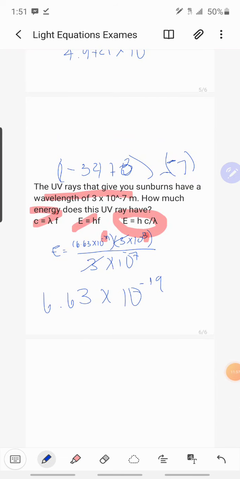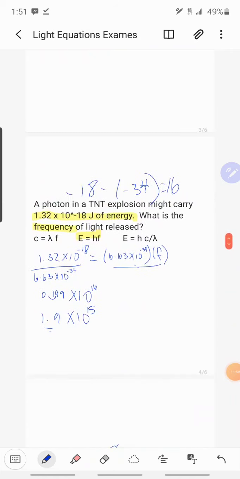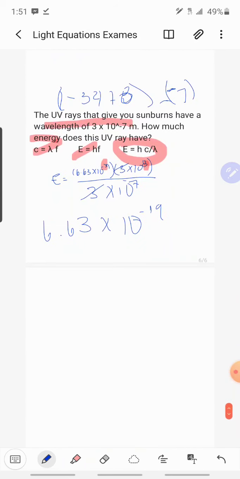So we're going to do a couple more practice problems in class, but I wanted to show you some examples of figuring out what formula to use and how to plug them all in.